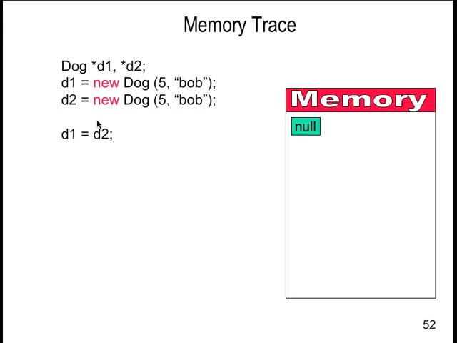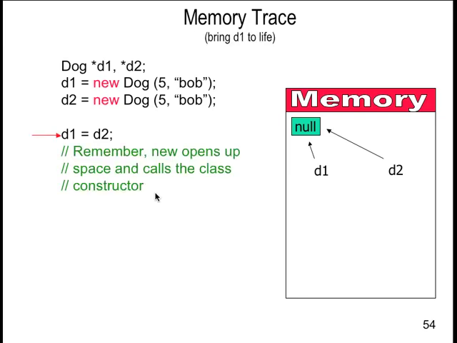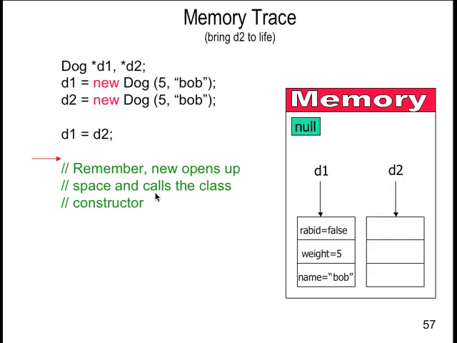So here's a memory trace, and this goes along with the pointer material we've been looking at so far. If we create two instances of dog, we have two pointers here, D1 and D2. D1 and D2 are going to be new dogs, so that should look familiar. We're allocating dynamically. And we're going to say D1 is equal to D2. So we have null being created when we created D1, D2. Now D1 and D2 are equal. Remember, new opens up space and calls a class constructor. So we have D1, and then we have D2.